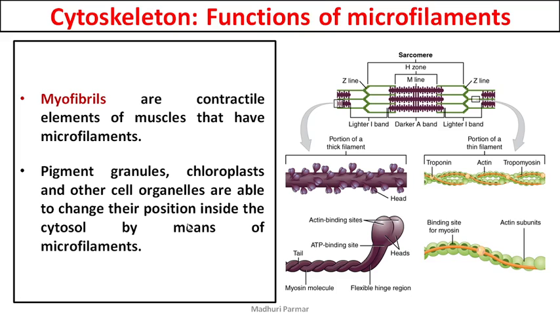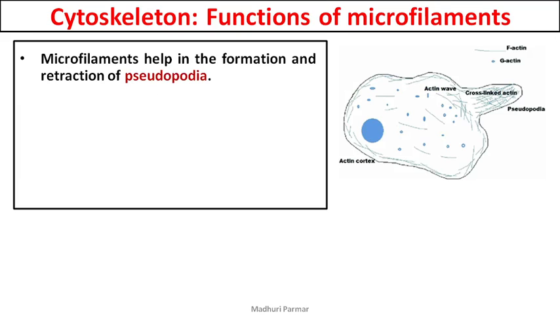Then pigment granules, chloroplast, and other cell organelles are able to change their position inside the cytosol by means of microfilaments, which we described as cyclosis. So because of cyclosis, the different materials are able to diffuse properly, evenly.